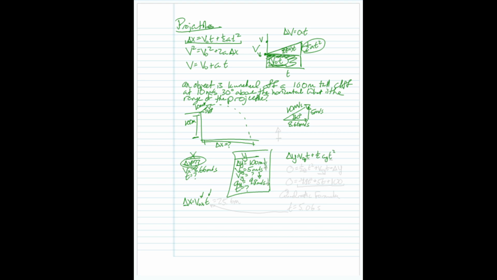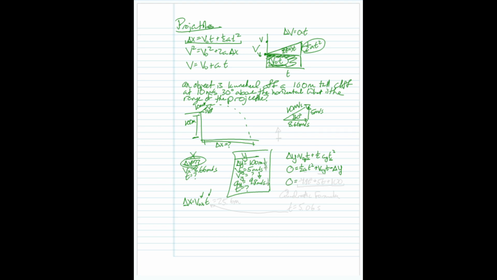Now I'm trying to solve for time. Time is here and time is there squared, so this is going to be a quadratic. I'm first going to put it in the format that I like for quadratics, which is 1/2 a t squared plus v0y t minus delta y. Then I'm going to plug in my numbers.